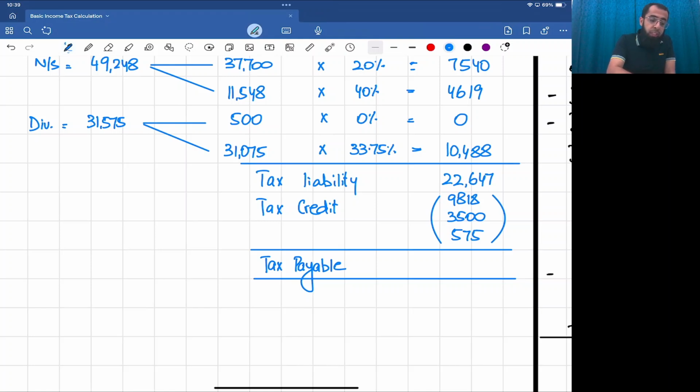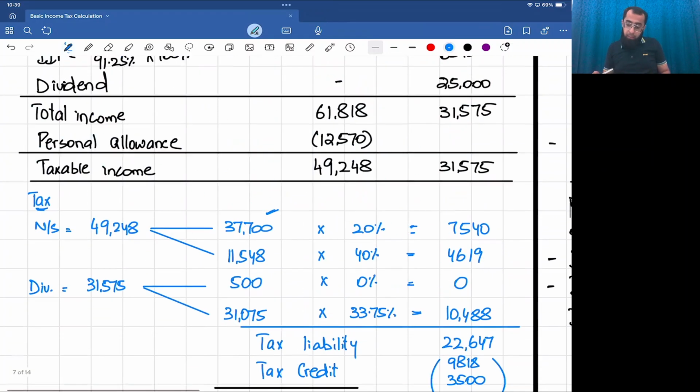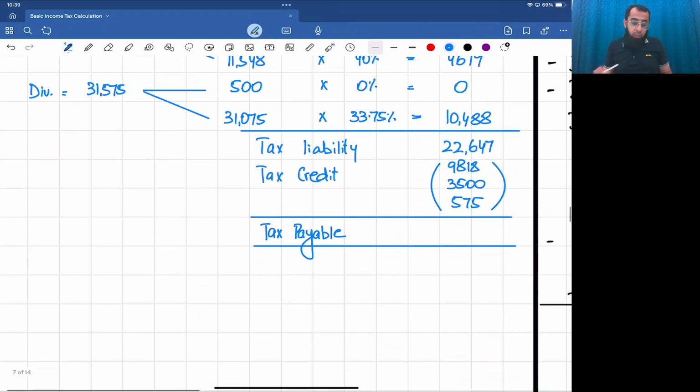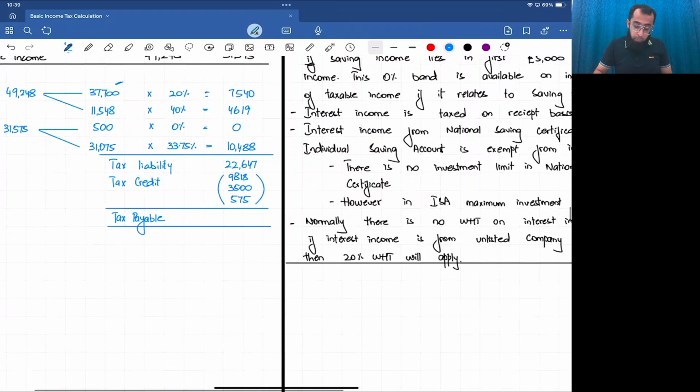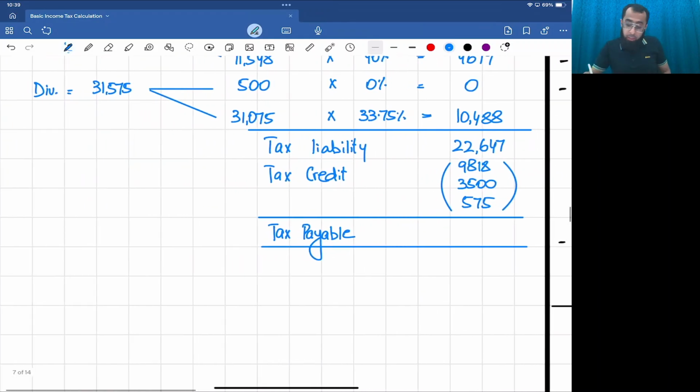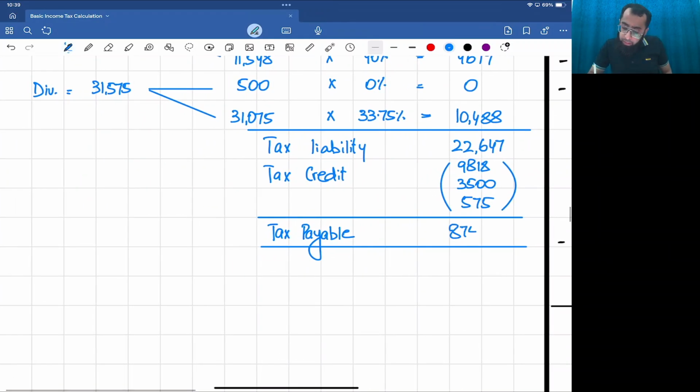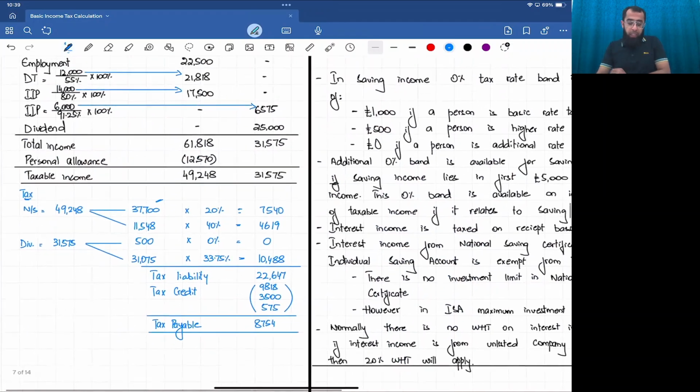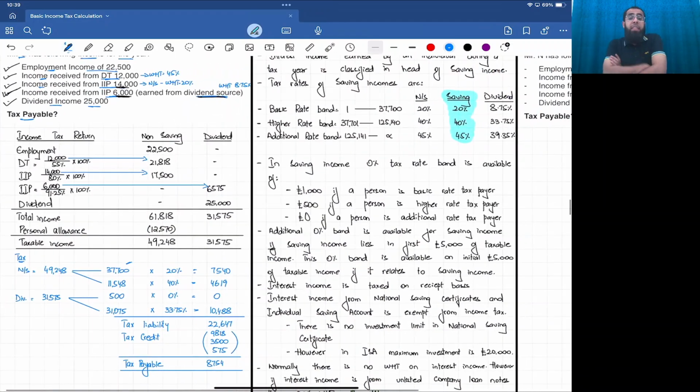So 22647 minus 9818 minus 3,500 minus 575. Okay. Always do the calculations yourself also, because sometimes when we are teaching and doing the calculations, there is a risk that we may make a calculation error. So, if you look at this question, again, just a routine one.